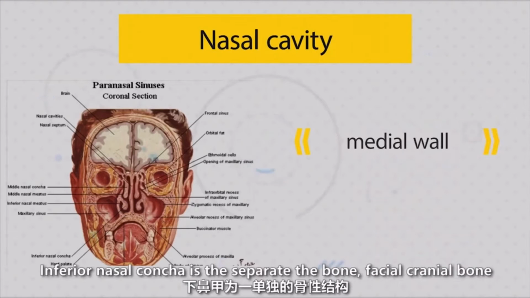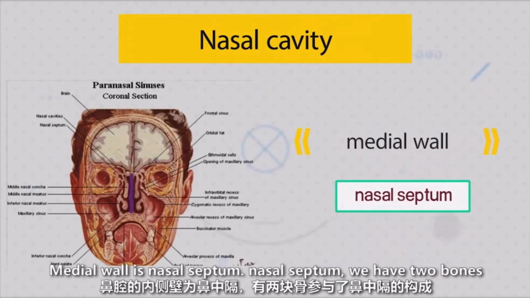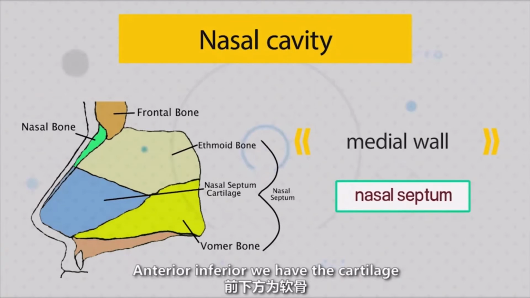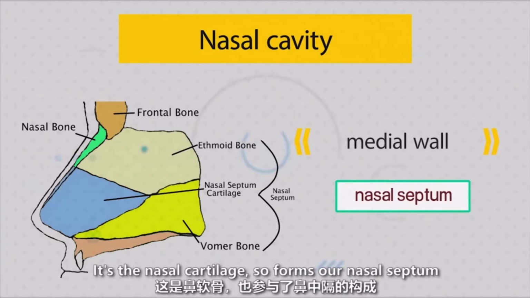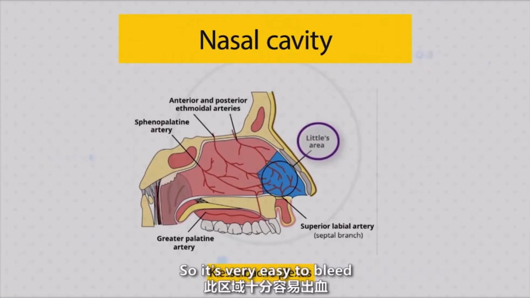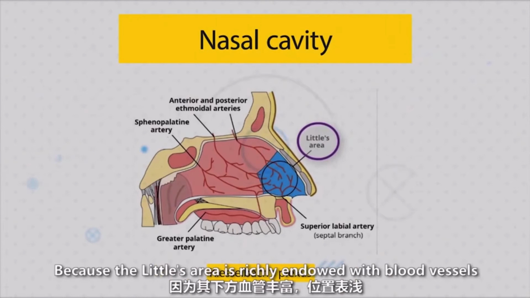The medial wall is the nasal septum, which has two bony portions. The superior posterior part is the ethmoid bone and the inferior posterior part is the vomer bone. Anterior inferior, we have the nasal cartilage, forming our nasal septum. The anterior inferior portion is what we call Little's area, so it bleeds very easily. The capillaries are very abundant.